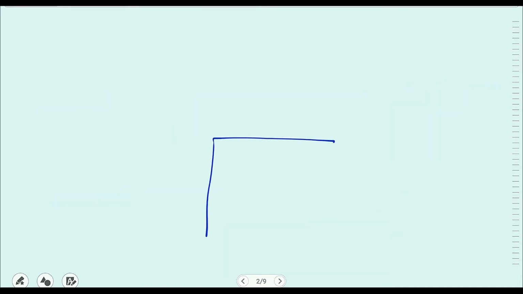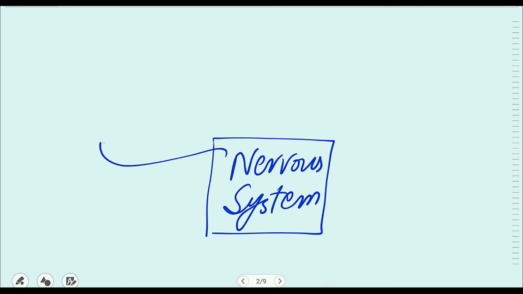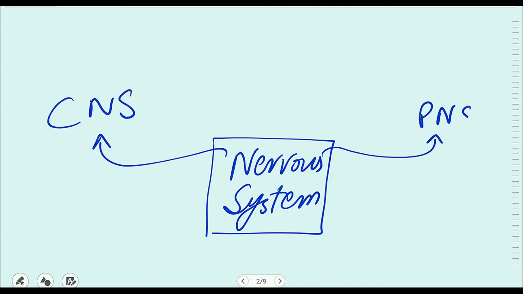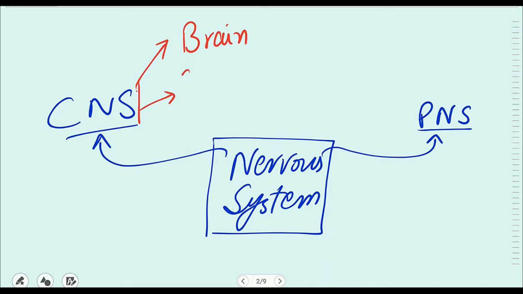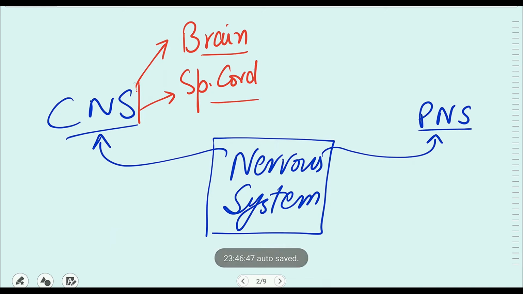Now the first classification of the nervous system, that is, we divide the nervous system into a central nervous system and a peripheral nervous system. The central nervous system consists of the brain, that is inside the bony skull, and the spinal cord, that is inside the bony vertebral column. Brain and spinal cord will form the central nervous system.